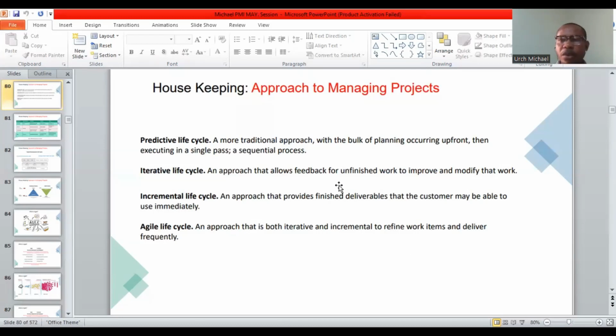Please just pay attention to this. A combination of the iterative life cycle and the incremental life cycle is what we call the agile life cycle. Don't get it twisted, because it simply means that the agile life cycle gets feedback from the in-between and then rolls out deliverables or increments at intervals as well. So at every shortest possible time, value is being delivered. That is the advantage of the agile life cycle. It's an approach that's both iterative and incremental to refine work items and deliver value frequently.